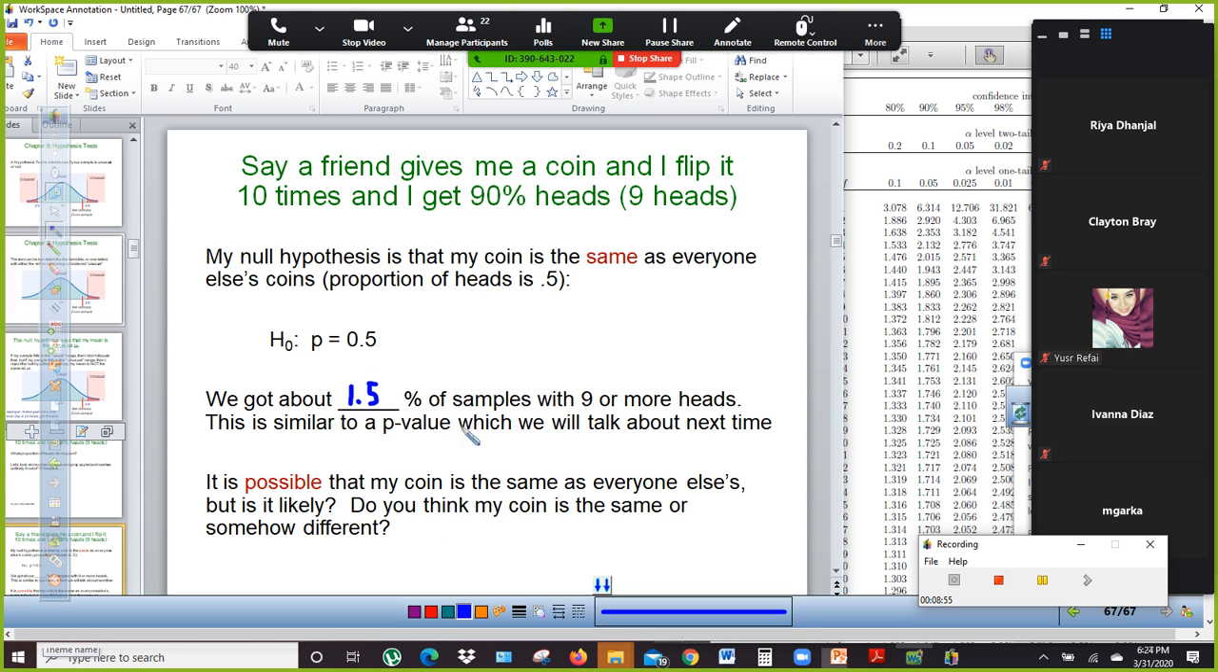So this is unusual. Is it possible that my coin is the same as everybody else's, I just happen to get 9 out of 10 heads? Is that a possibility? Yes, it's possible. But is it likely? It's not very likely at all, right? So what do you guys think? Do you think my coin is the same as everybody else's coin, or do you think my coin is a fixed coin? My friend gave me a fixed coin, like one that comes up heads more often than tails. What do you guys think?